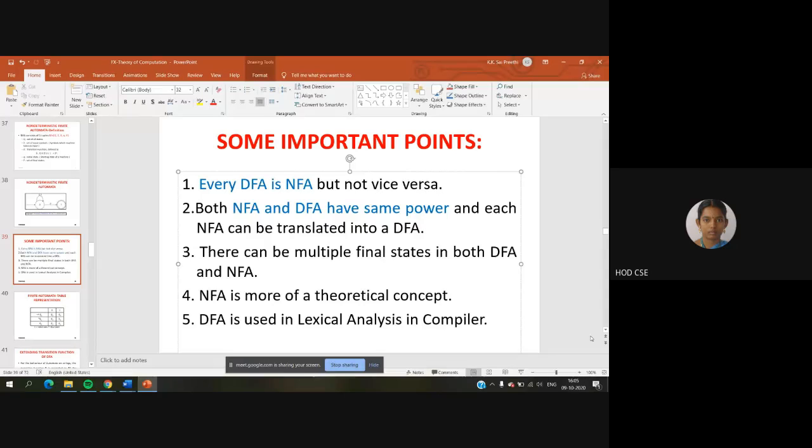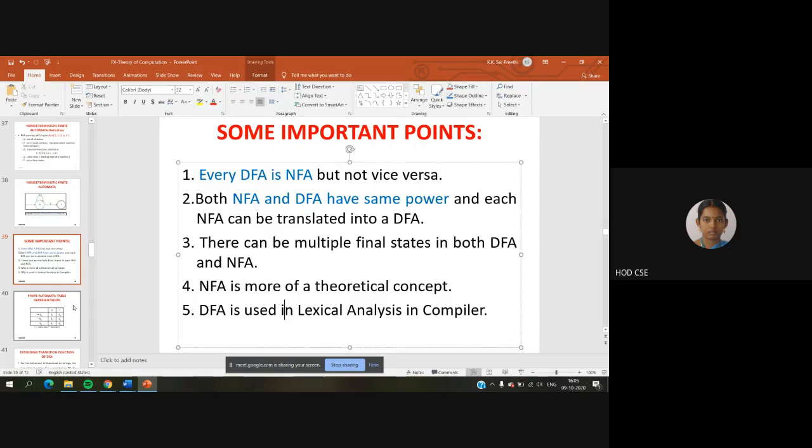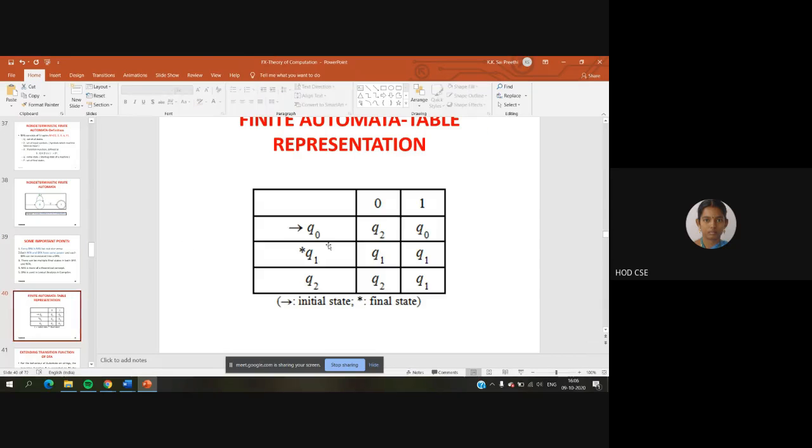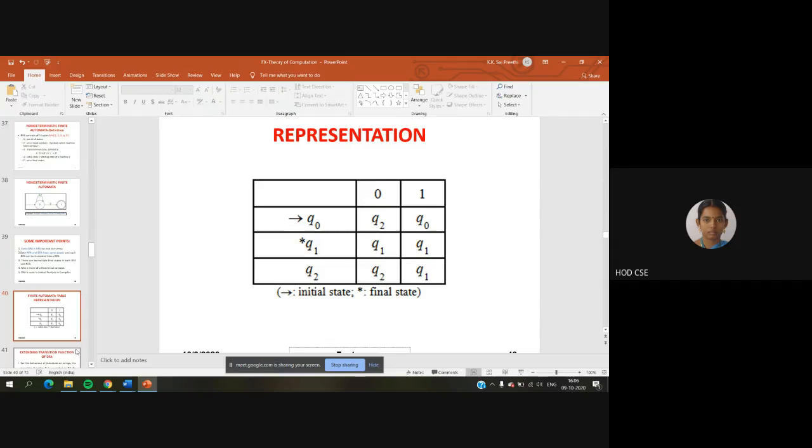Is it clear? And there can be multiple final states both in DFA and NFA. NFA is mostly for theoretical purposes. We can have the discussion about the NFA, but for practical purposes, the DFA can be used. So this is how the NFA and DFA can be represented in the table.